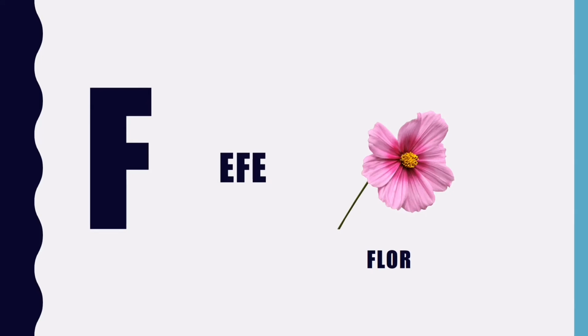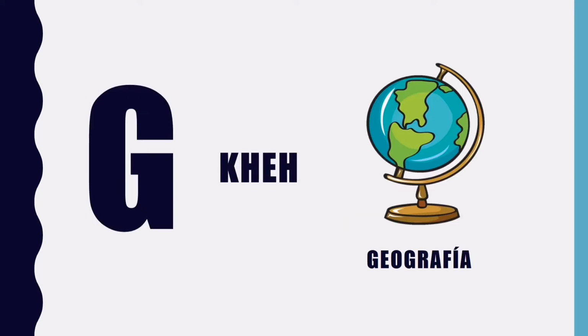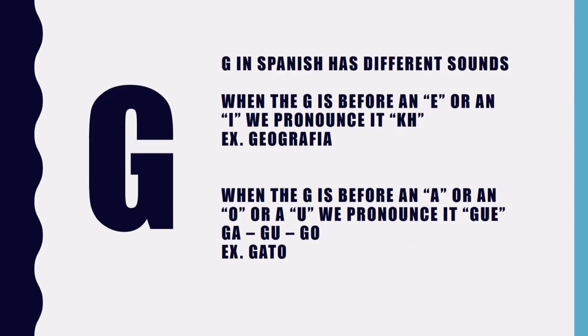The letter F is pronounced F, like flor. The letter G is pronounced G, such as geografía. Now, in the word geografía, you can see we have two G's. The first one is pronounced one way, and the second one is pronounced another way. How do we know when to use each? When you have an E or an I after the letter G, this is when you have to pronounce it like an H. So in geografía, after the first G, we have an E. So this is when we pronounce it that way. That's why we said geografía.